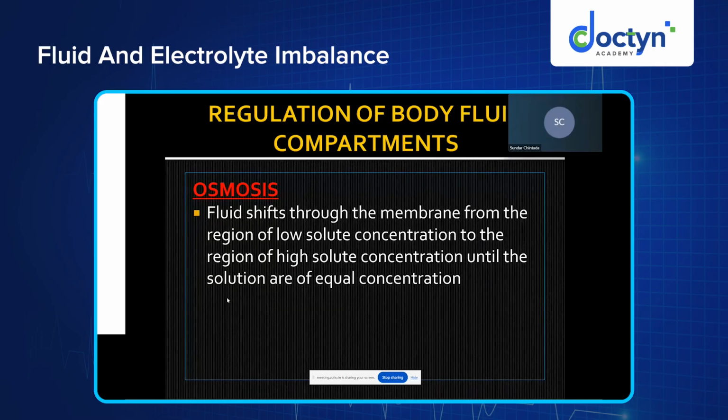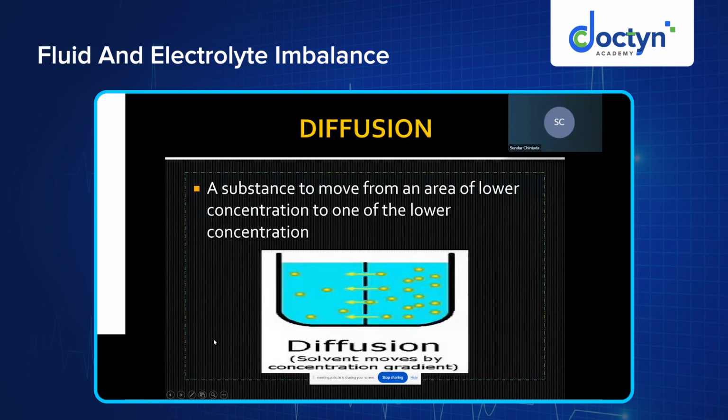And why is the term osmosis important? Because whenever there is a deficiency or excess of electrolytes or body fluids, it is osmosis that plays a role by shifting electrolytes either intracellularly or extracellularly, causing the various abnormalities. Diffusion is basically the movement of a substance from an area of lower concentration to an area of higher concentration. So the solvent moves along the concentration gradient that is present.